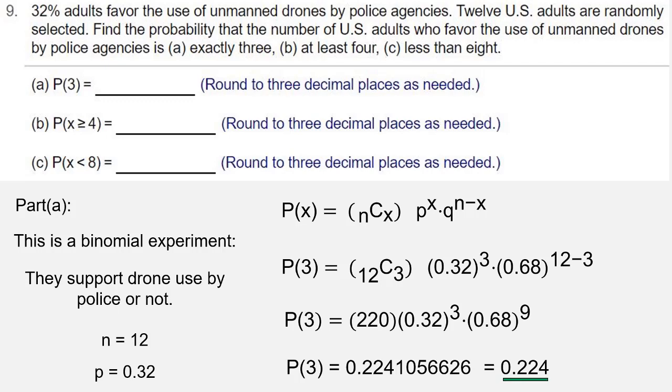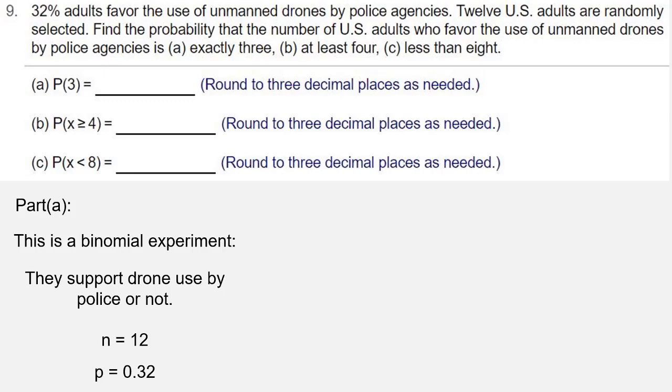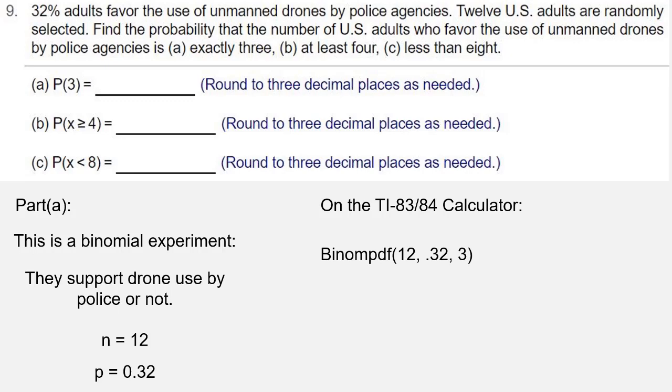There's a built-in function on the calculator that can help you do part A as well. It's called the Binomial Pdf function. If we had used binomial PDF, then what we would do is we would put binomialpdf(12, 0.32, 3). The 12 is the n, the 0.32 is the p, the 3 is the x value. Notice we don't have to enter the q because the calculator computes that value for us. Q is 1 minus p, so once you tell the calculator the value of p, it can automatically calculate q. It doesn't need an extra input for that. So if you enter this into your calculator, you get the exact same answer, 0.224.